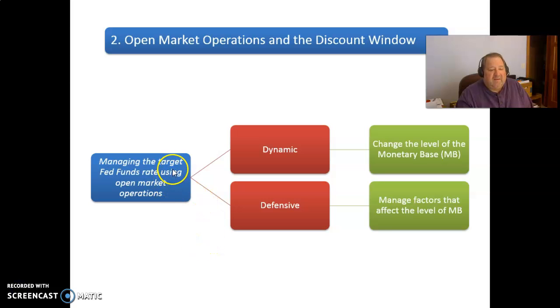Generally, the Fed has a targeted Fed funds rate that they want to try to achieve to keep the economy running smoothly. There are two different views or postures that they can take. A dynamic posture is when the Fed will do things to actually change the monetary base, so they're very active in changing things. The defensive posture is when they're trying to offset and keep the target Fed funds rate where it is, but they're doing things to offset other things that are happening in the economy.